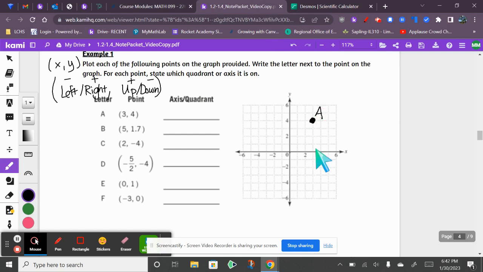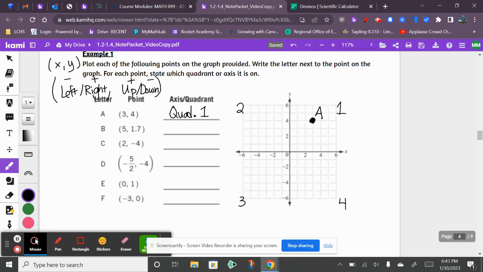The other thing that I want to do is list if it is at an axis or a quadrant. So in this one, it is in quadrant 1, because these are the quadrants that we have. It is in quadrant 1, so we can put quadrant 1, and I can even just abbreviate it.